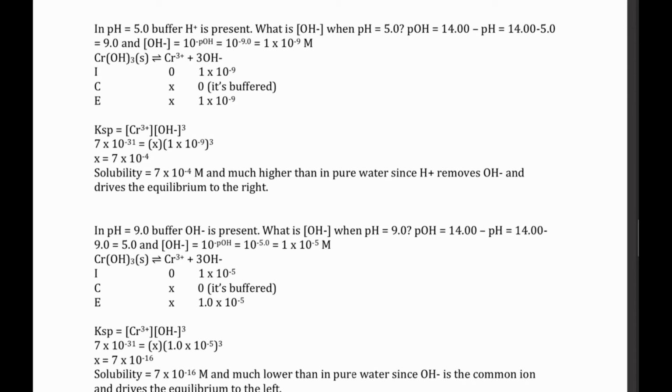We write out our equilibrium expression, putting in everything. We solve for X and get 7 times 10 to the minus 16. It is now much lower than in pure water, and in our pH of 5.0 buffer, because we already had a lot of hydroxide ion present, and that makes it so it's, according to Le Chatelier's principle, pushing the reaction to the left and not helping out with the solubility.